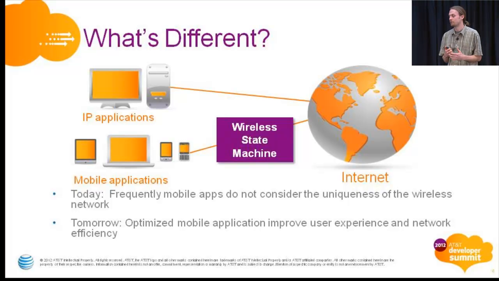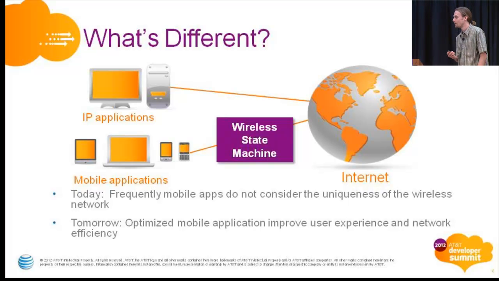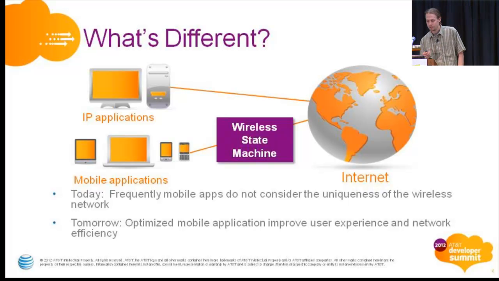And so what we see now is that even the best-in-class applications out there for mobile are not considering that uniqueness, and they're actually being very inefficient with the way they use the radio. So what we're hoping is that tomorrow, people will start using tools like ARROW to optimize their mobile apps to improve the user experience and improve the network efficiency.